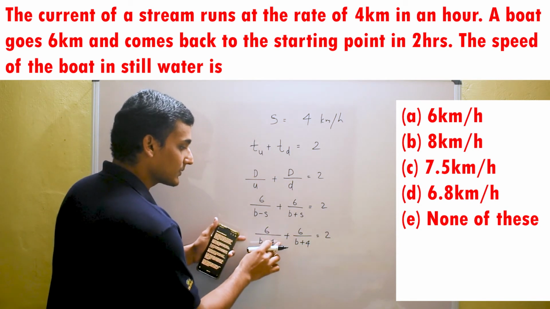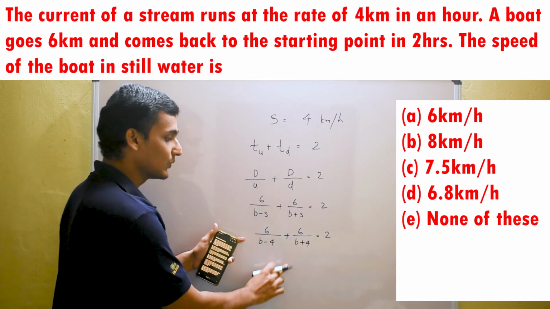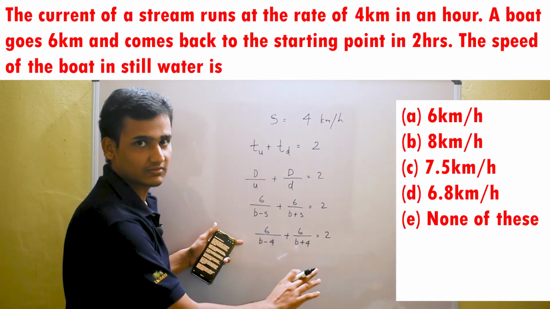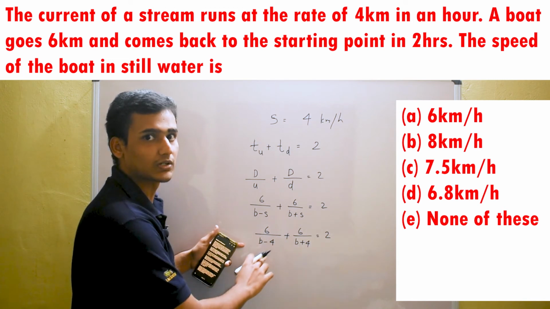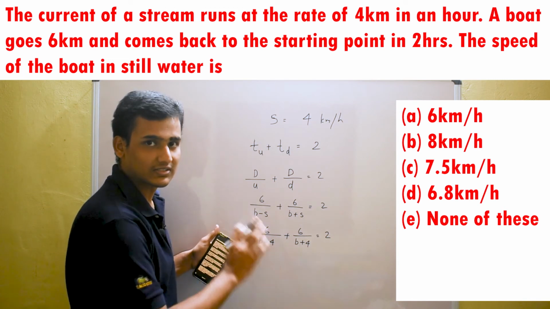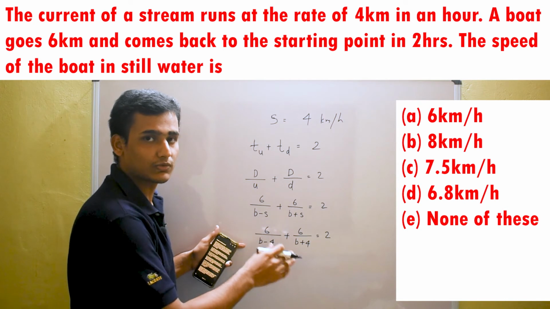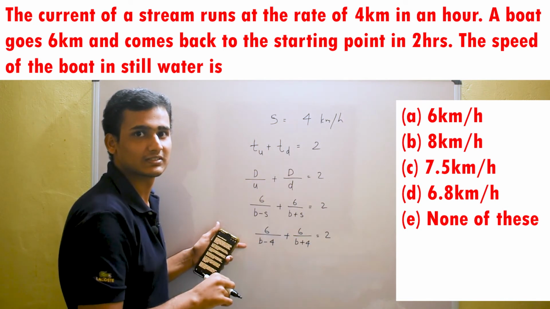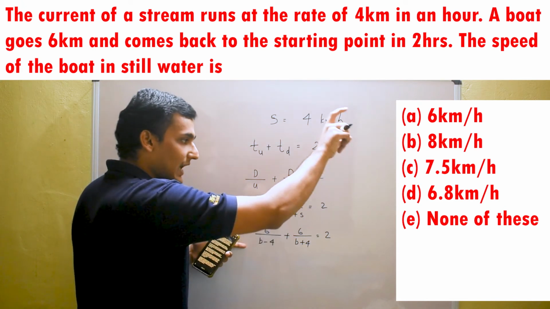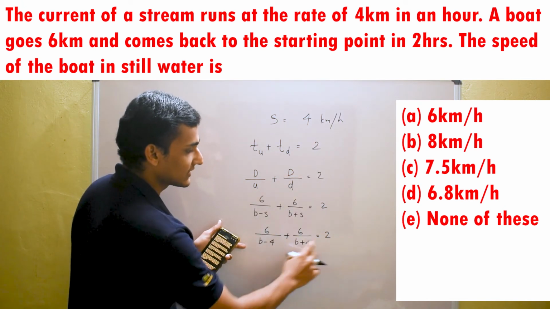If you are going to further proceed this step, you will get a quadratic equation in terms of B, and then you can find the speed of the boat. But that is not necessary here. We are going for trial and error method using these options. I'm going to put every option into this so that I can satisfy this equation.